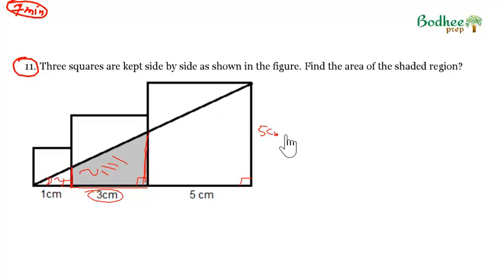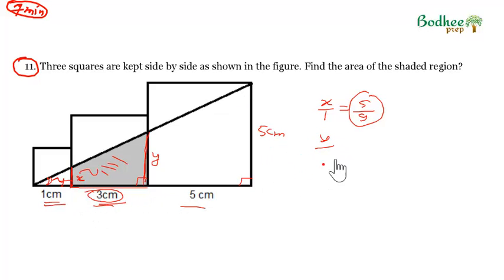This length will also be 5 centimeters. If this is x, and I take the smallest triangle and the largest triangle, I can say that x upon 1 should be equal to 5 upon (5 plus 3 plus 1), which is 9. So the value of x is straight away 5 by 9. Similarly, if the value of this length is y, and I apply similar triangles on the second largest triangle with the largest triangle, then y upon (3 plus 1), which is 4, is equal to 5 upon 9, so the value of y is 20 by 9.